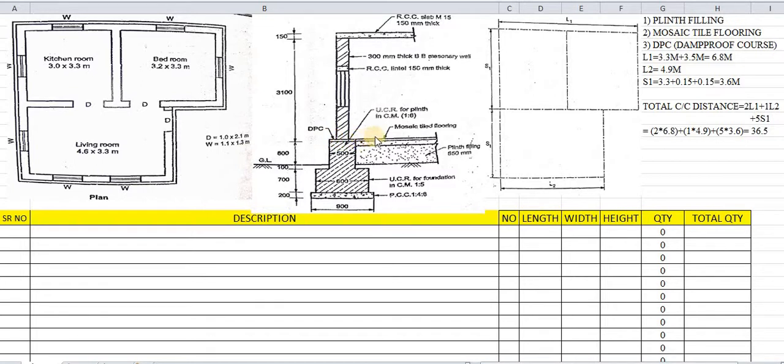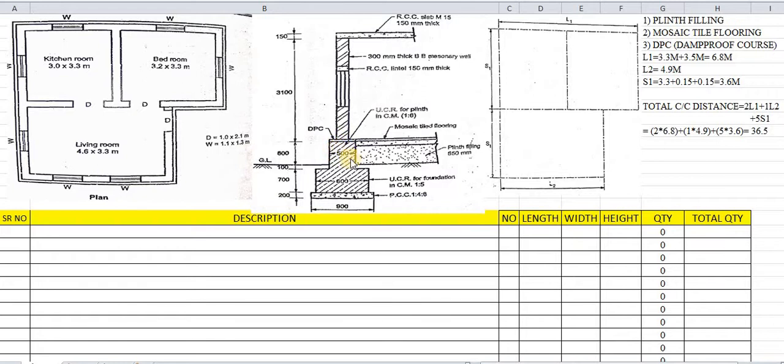Also this mosaic tile flooring has been laid along the same line, but here it has been laid from this point. That means the quantity of mosaic tile flooring is to be calculated from this line. Okay? Most important, while calculating the quantity of mosaic tile flooring or DPC, we have to see the section properly to know from which point it is to be considered.